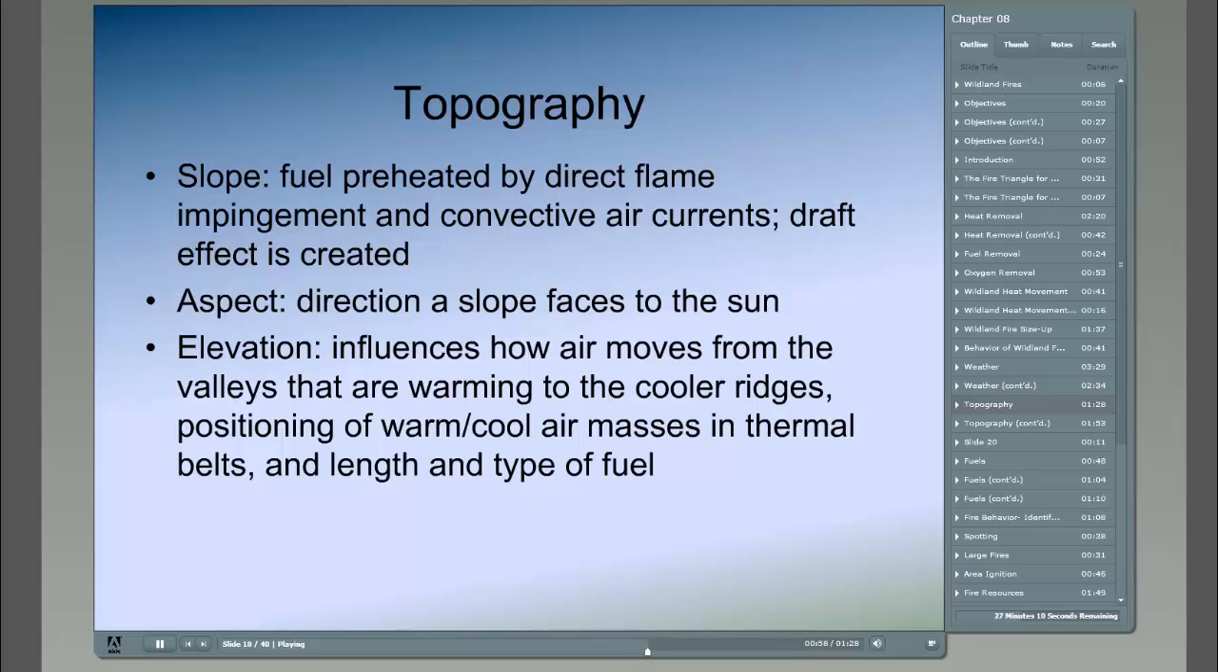Fire behavior is affected by elevation as well. It influences how the air moves from the valleys that are warming to the cooler ridges. Also, elevation can affect positioning of a warm or cool air mass in thermal belts. It also affects the length of the fire season, as light flash fuels are drier and quick burning. Elevation also affects fuel types.